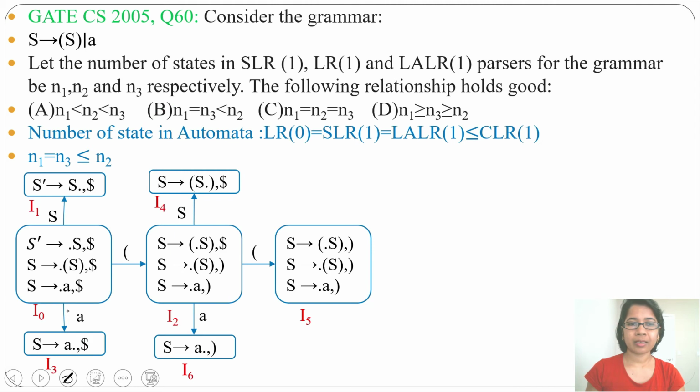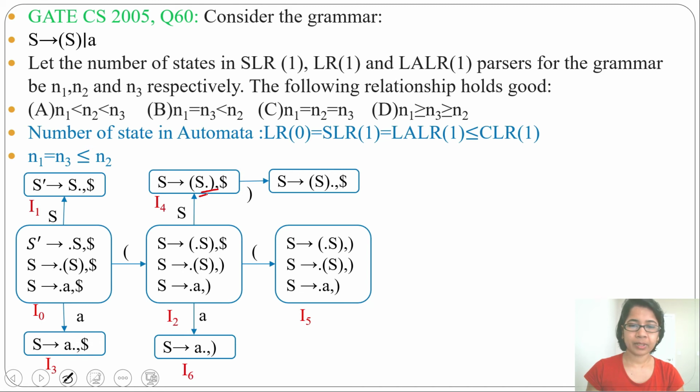Suppose it is asking number of states, then you need to finish the LR1 automata. Let me finish the LR1 automata. Now I did all the transitions for I2. Next check for I3. I3 is a reduction. There will be no transition. Next check for I4. In I4 state there is a dot before end bracket. So by end bracket it will go to another state where the LR1 item will be S derive start bracket S end bracket dot. Here dot was before end bracket, now dot is after end bracket and look ahead will be dollar.